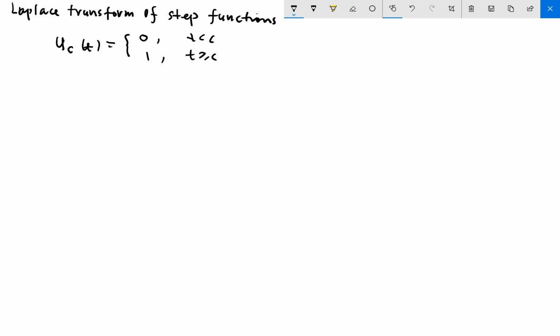The graph of this function is like this. Here's t, say c is here. For t less than c, u_c(t) equals 0, and for t bigger than c, it equals 1. That's what they call the step function.